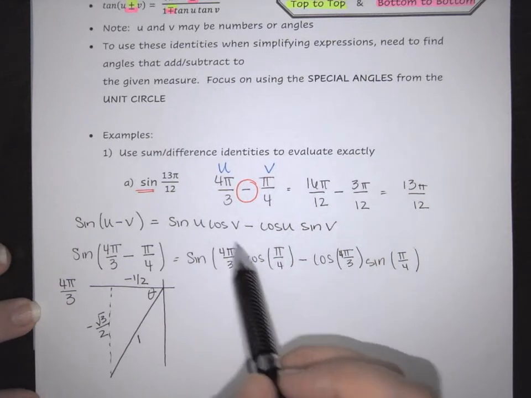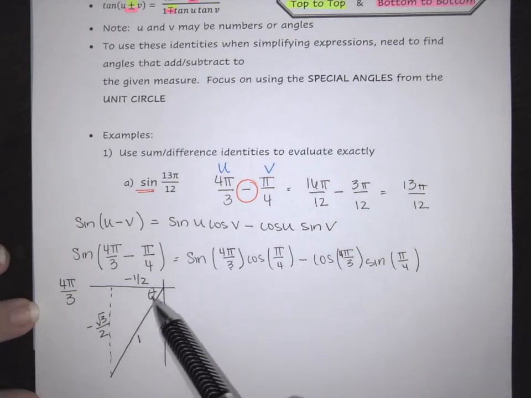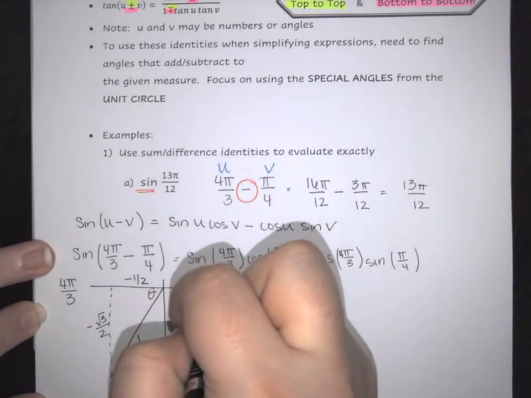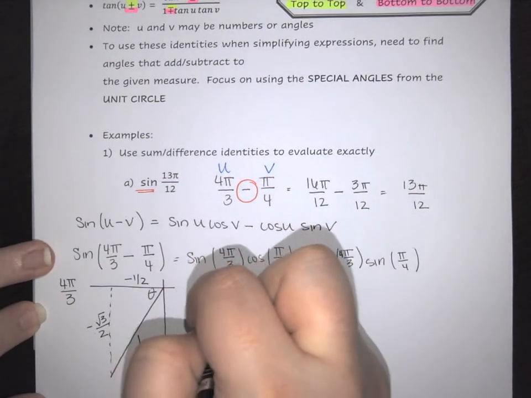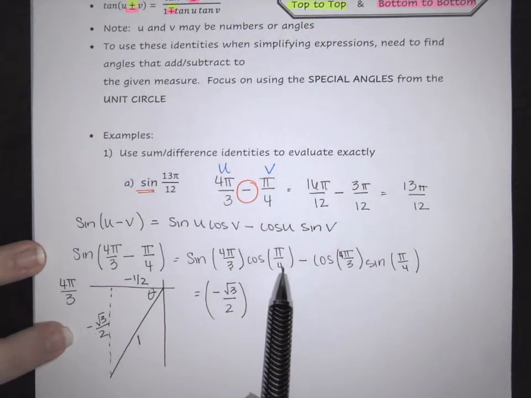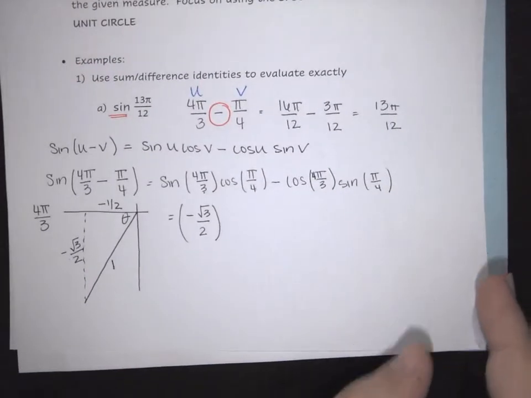So I'm looking at the sine of 4 pi over 3. So the sine is going to be opposite over hypotenuse. So this is going to end up being negative square root 3 over 2. And then I have pi over 4. So I need to figure out what my pi over 4 is going to be.